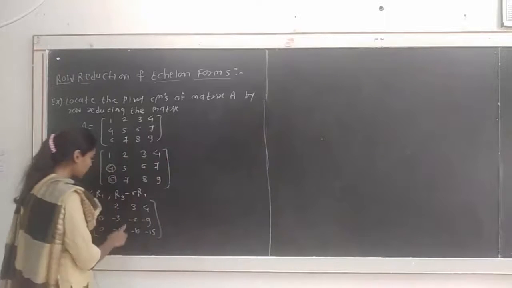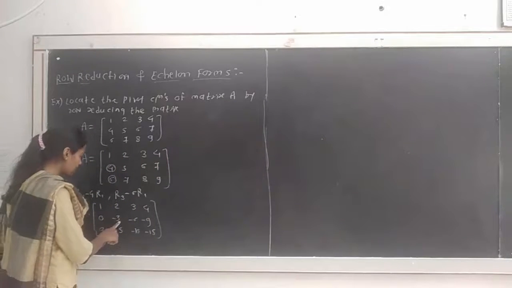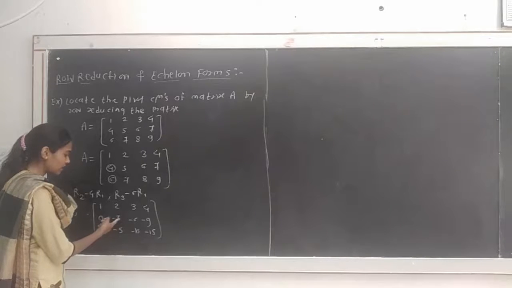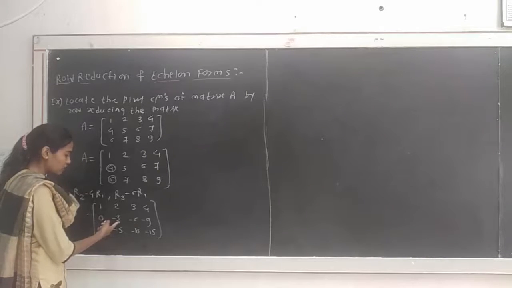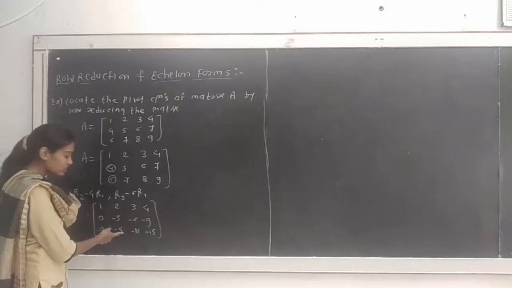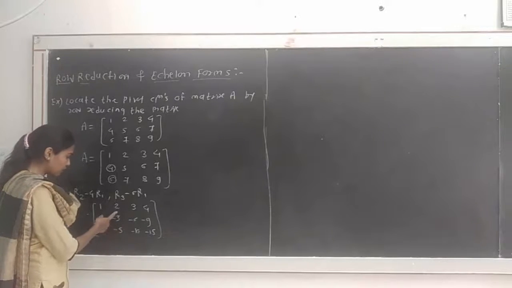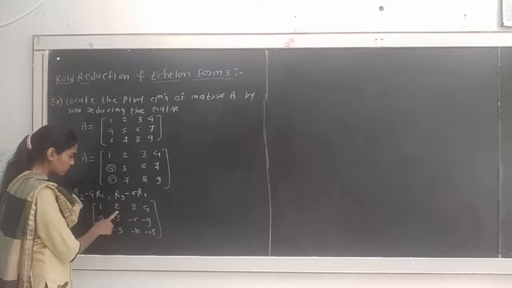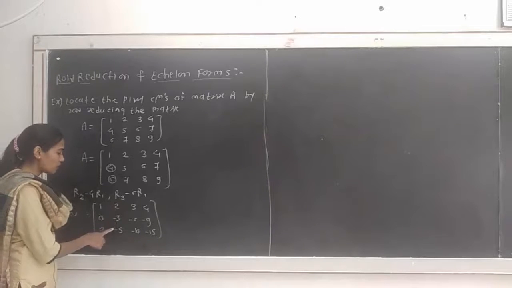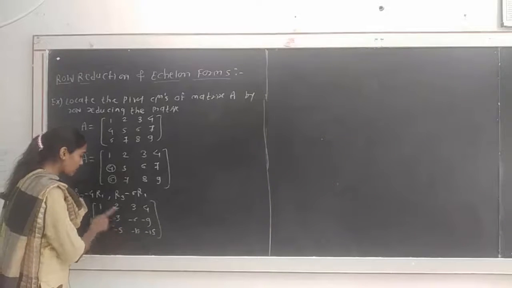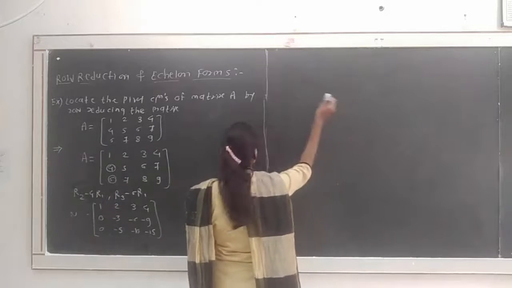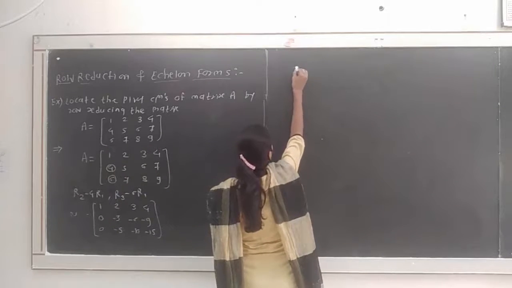If we observe again in the second row, we have to get here minus 3. This minus 3 will be as it is, and using that minus 3 we can make this minus 5 a 0. But for that we have to use complicated row operations. So first we make this minus 3 a 0, and then using that one we make this minus 5 a 0.